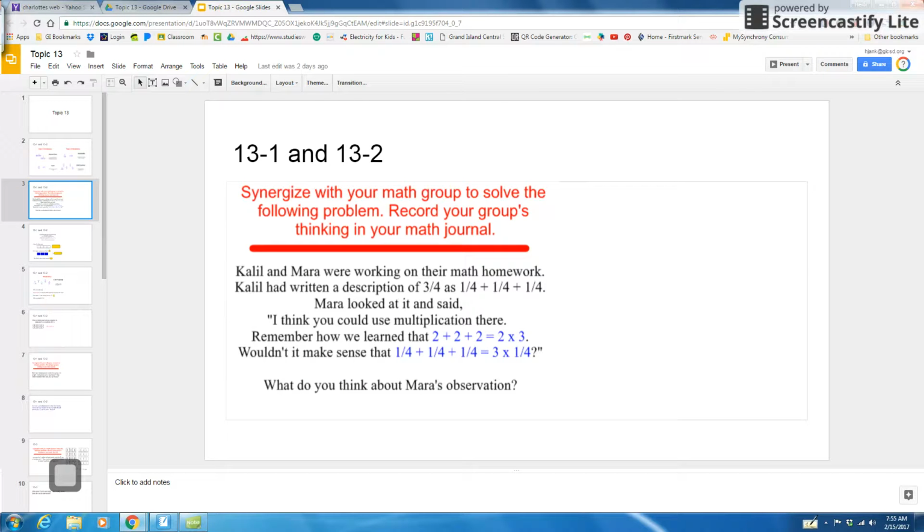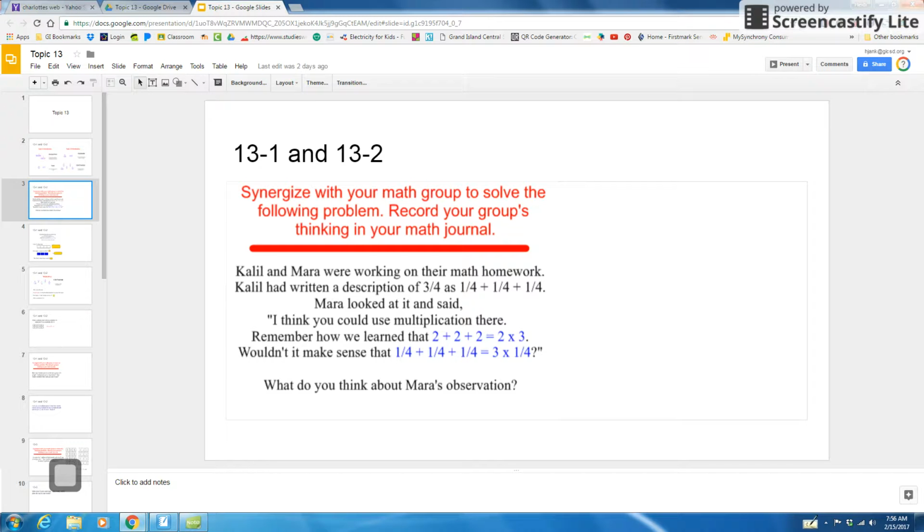So Khalil and Mara were working on their math homework. Khalil had written a description of 3/4 as 1/4 plus 1/4 plus 1/4. And if you remember way back at the beginning of topic 12, that was when we decomposed and composed fractions. Mara looked at it and said, I think you can use multiplication there.